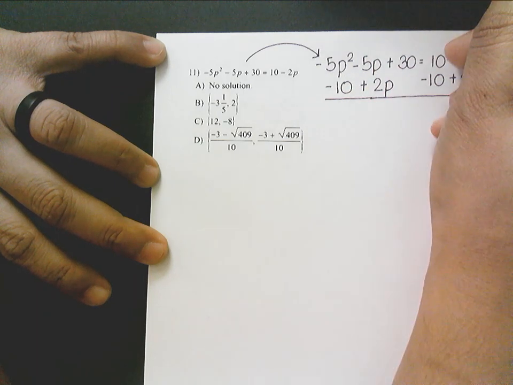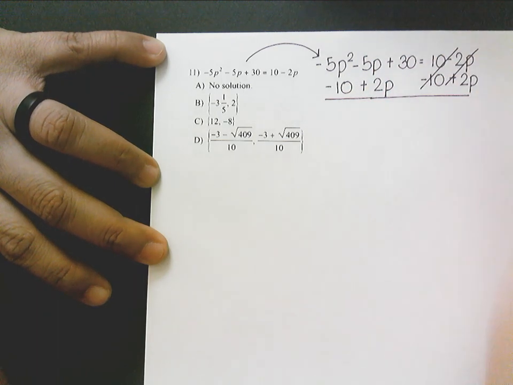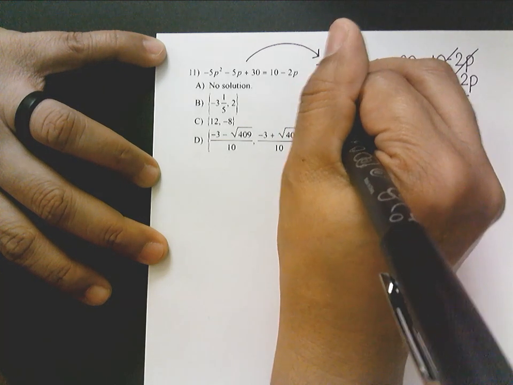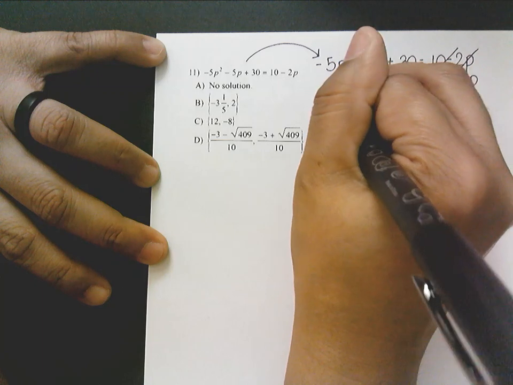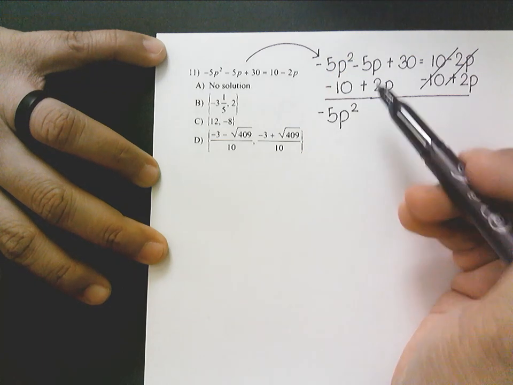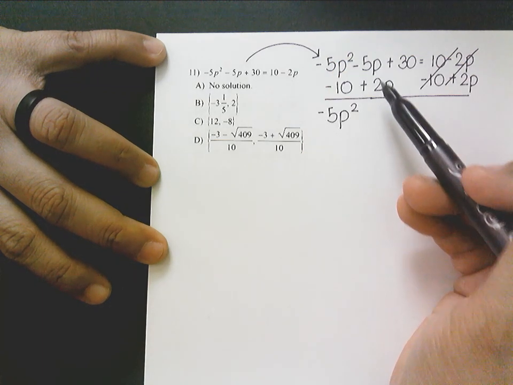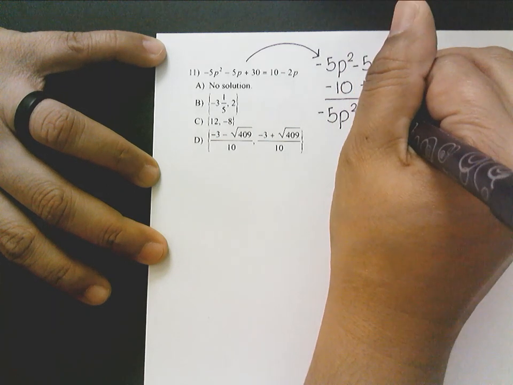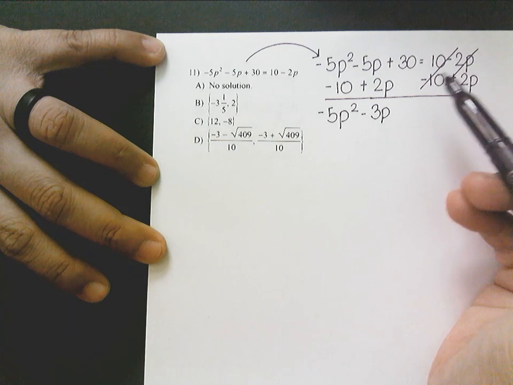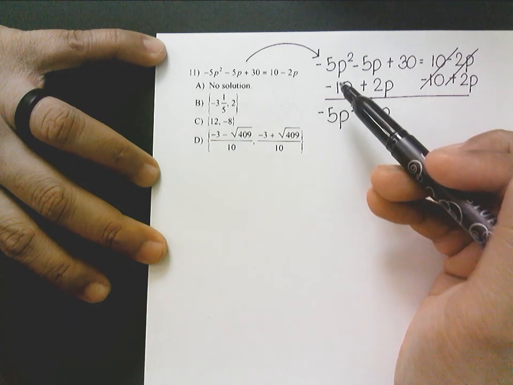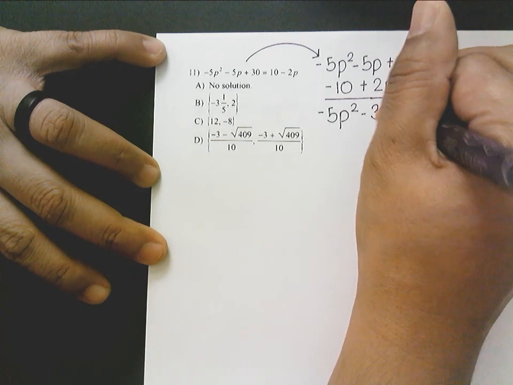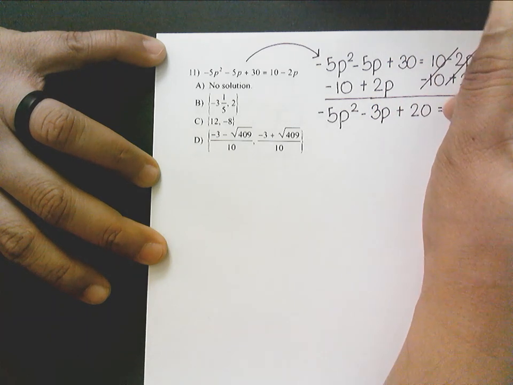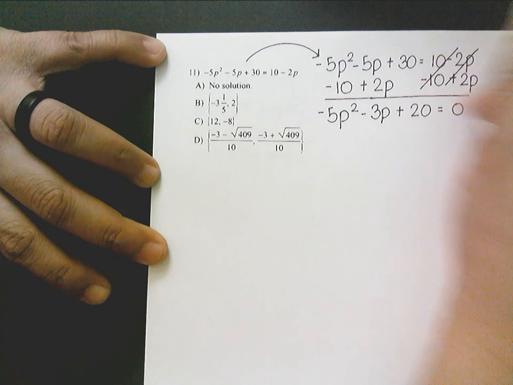and of course on your right side, these two will cancel out. So on this side, I'm going to get negative 5p squared. I'm going to combine my like terms of negative 5p and a positive 2p. That's going to give me a negative 3p. Combine my like terms of 30 and a negative 10, and that's going to give me a positive 20. And of course, because the other side canceled, it's going to give me an answer of 0.